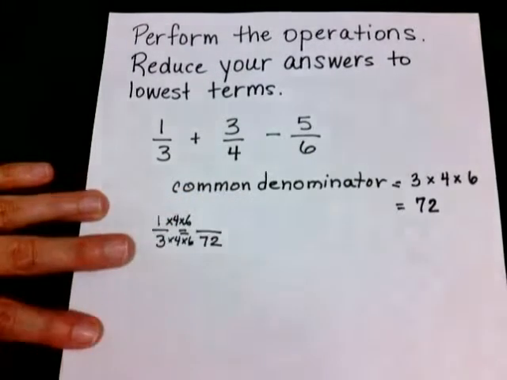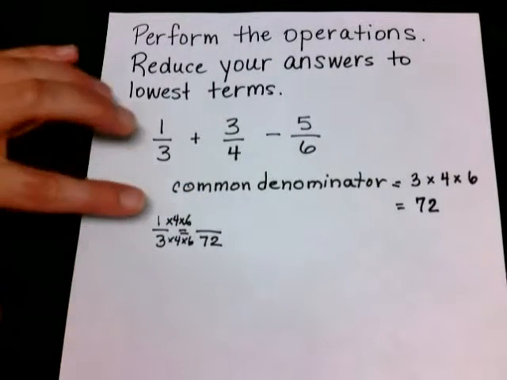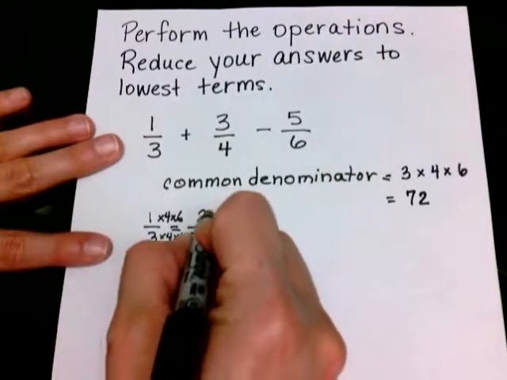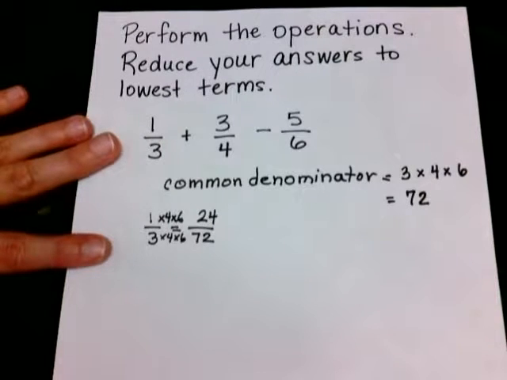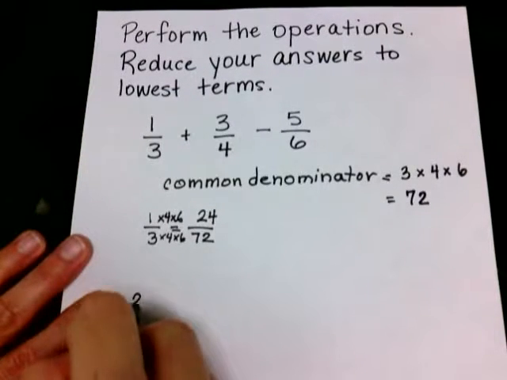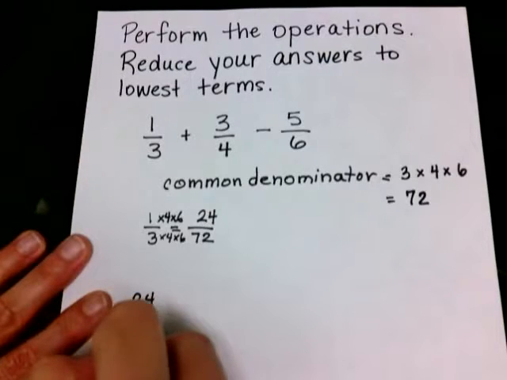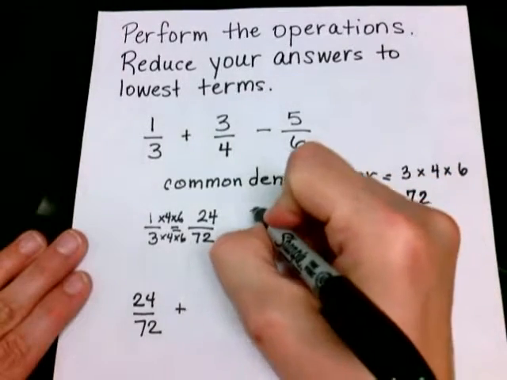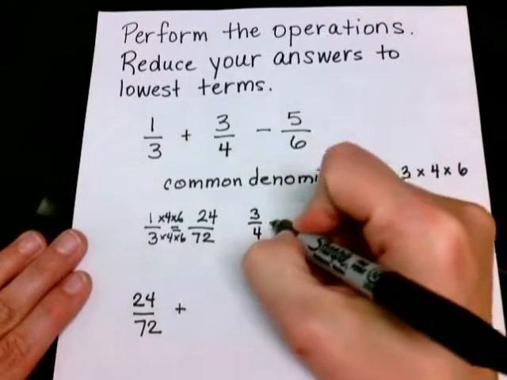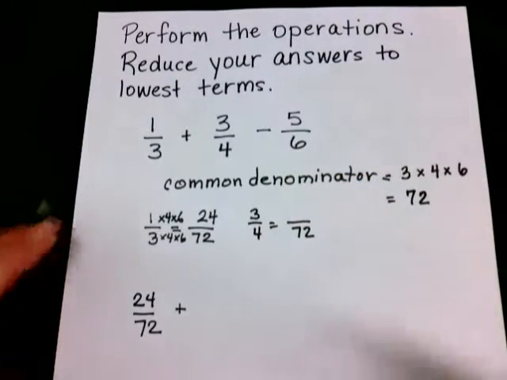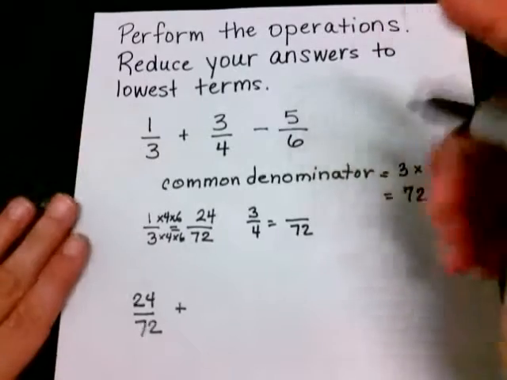And again, we're doing this on the top and the bottom. So 1 times 4 gives me 4 times 6 gives me 24. Now we've converted 1/3 into a denominator of 72. Let's do the same thing for 3/4. So we're going to convert 3/4 to have a denominator of 72. So remember, in order to do that, we have to multiply by the other two denominators.